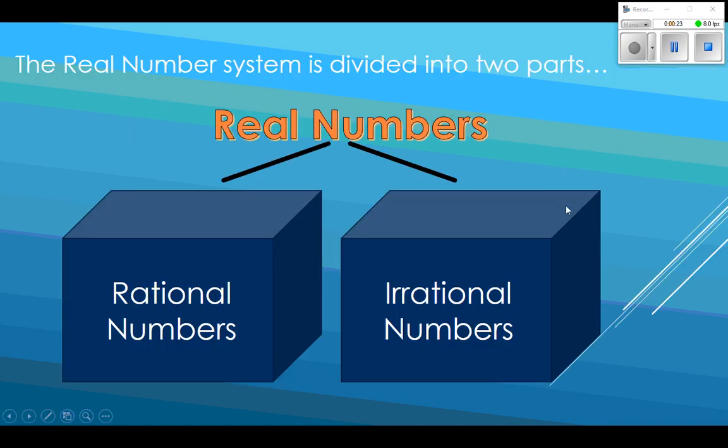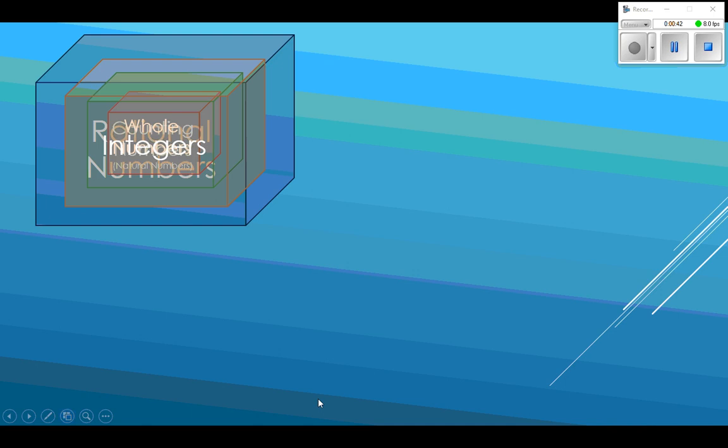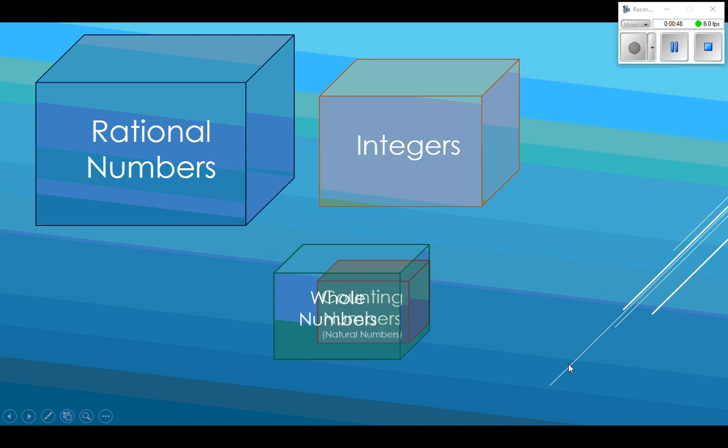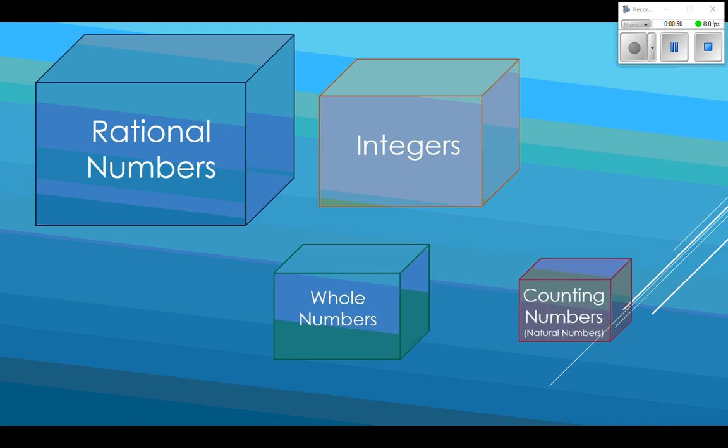So our real number system is divided into two categories, the rational numbers and the irrational numbers. It's just that we use rational numbers, it seems like very often, that they decided to classify them a little bit further. So there are subsets of the rational numbers. There are smaller boxes within the rational numbers. And those boxes, once pulled out, we can see are the integers, the whole numbers, and the counting numbers.